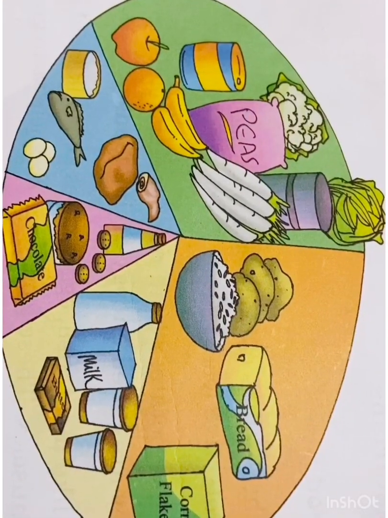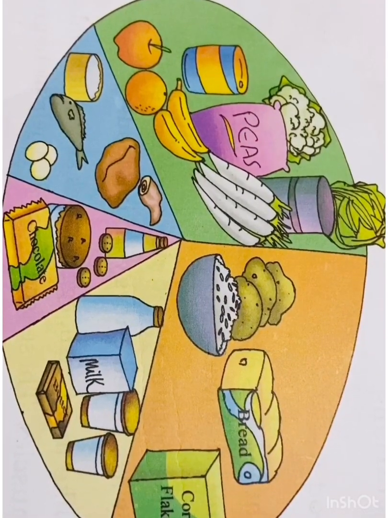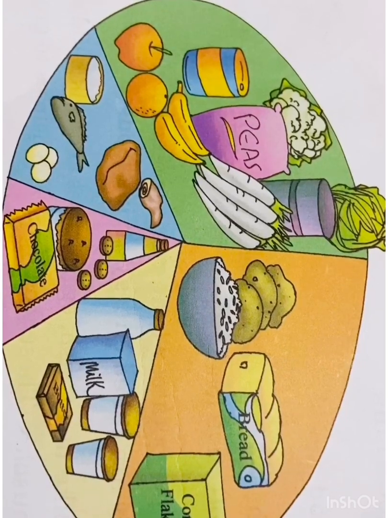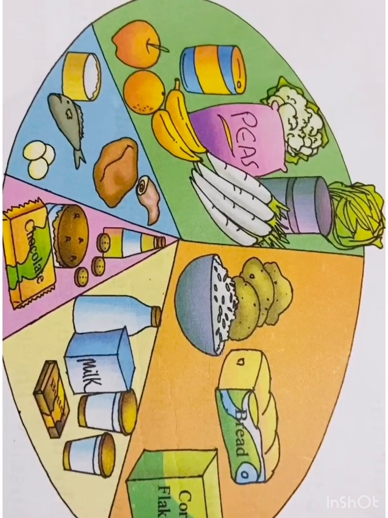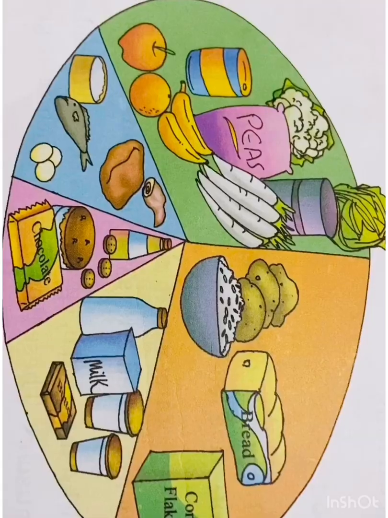Let's talk about the balanced diet. What is a balanced diet? A diet which includes all three types of food, that is bodybuilding, energy giving and protective food, is known as a balanced diet. We should always eat a balanced diet to stay healthy and fit. Eating a balanced diet is important for our body. Here I am going to show the chart of the balanced diet. See, this is the chart of the balanced diet, which includes all types of food: bodybuilding, protective and energy giving food.